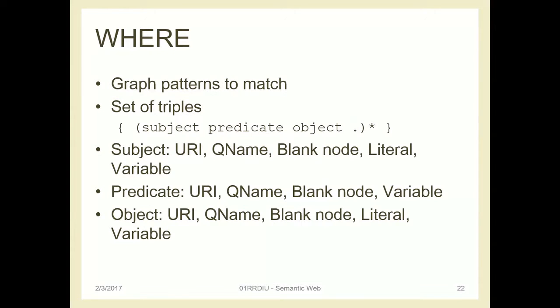The most interesting part is the where, which contains a set of triples. Each triple is composed of a subject, a predicate, and an object, followed by the dot. That is the same syntax as Turtle. And here it stands for a repetition of triples. Subject, predicate, and object can be different things. They can be resources, qualified names, that means resources abbreviated with a namespace. They can be blank nodes, they can be literals, for subject and object and not for predicate, and also variables. So it's possible to compose the triples according to this syntax.